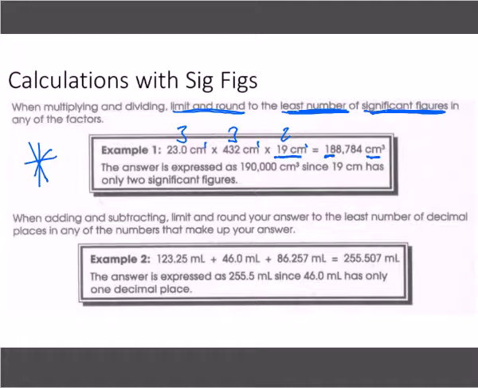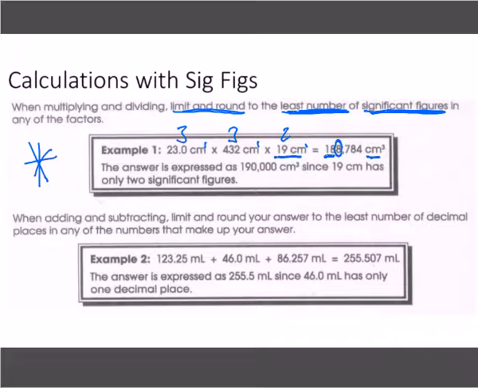So, 2 sig figs means I'm going to keep the first 2 numbers that I come across. It's going to help keep the integrity of my calculation. Then the number after that, I'm going to just put a circle around. That's the number I'm going to round.